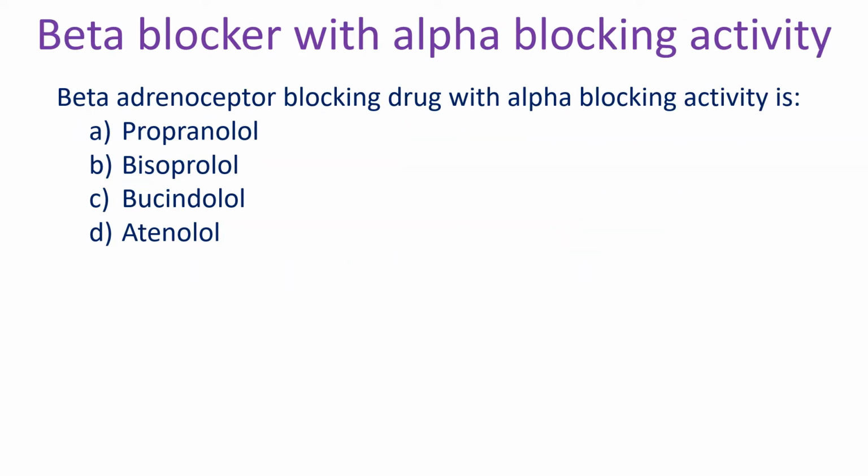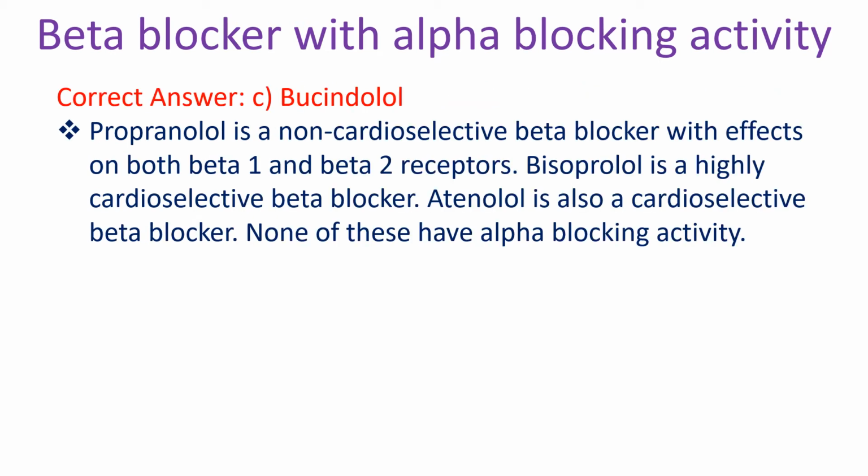Beta adrenoceptor blocking drug with alpha blocking activity is: A. Propranolol, B. Bisoprolol, C. Bucindolol, D. Atenolol. Correct answer C. Bucindolol. Propranolol is a non-cardioselective beta blocker with effects on both beta 1 and beta 2 receptors. Bisoprolol is a highly cardioselective beta blocker. Atenolol is also a cardioselective beta blocker. None of these have alpha blocking activity.